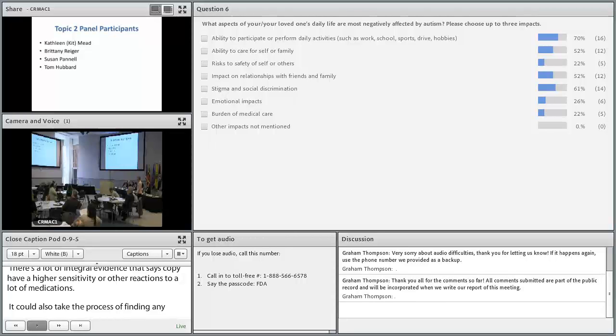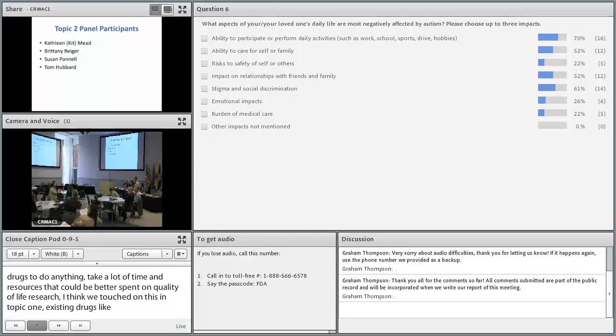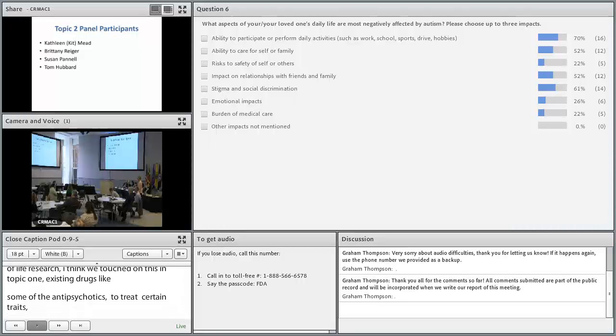And I think we touched on this in topic 1 a bit, but existing drugs, like some of the antipsychotics that are currently used to treat certain traits, that are approved for irritability in autism, quote, they often have sedative or dangerous side effects, especially used long term.